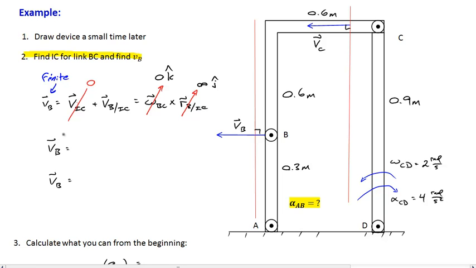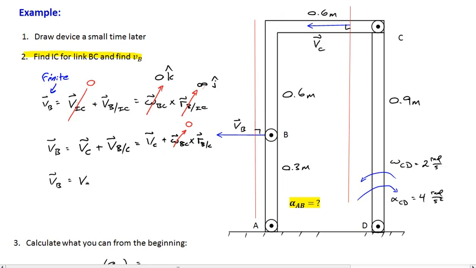I'll write out the velocity for VB, and that equals VC plus the velocity of B relative to C. So we're looking at B relative to C right now, plus the cross product, again, omega BC with the position of B relative to C. We know already that omega BC, the rate at which this bracket rotates, has got to equal 0 simply because the position of the instantaneous center is infinitely far in the vertical direction.